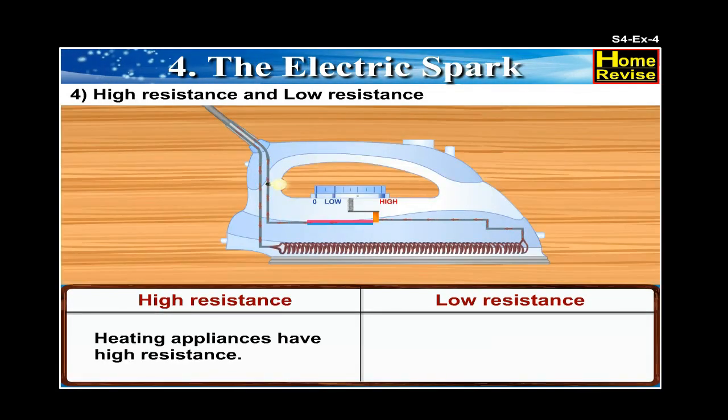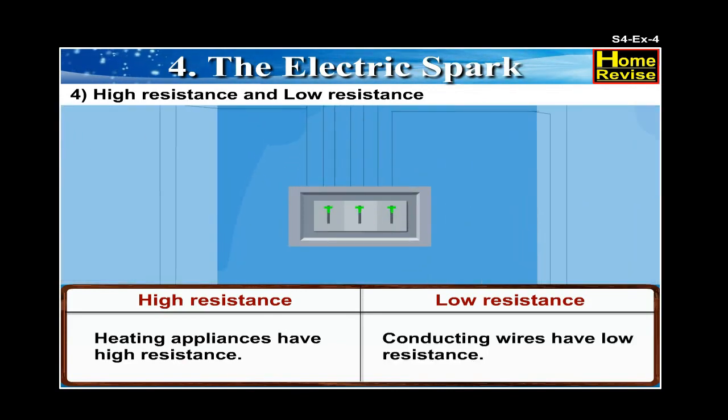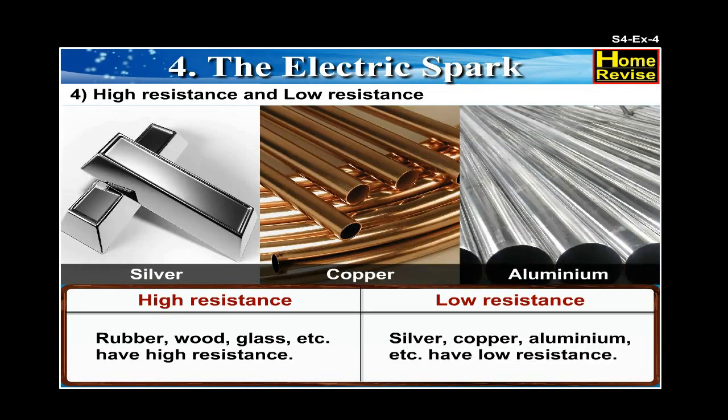Heating appliances have high resistance. Conducting wires have low resistance. Rubber, wood, glass, etc. have high resistance, whereas silver, copper, aluminium, etc. have low resistance.